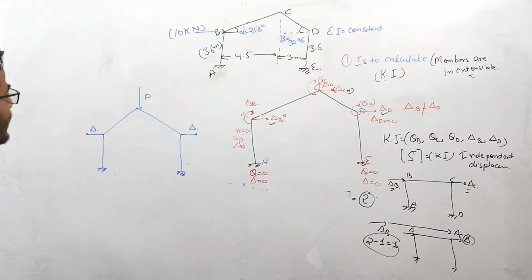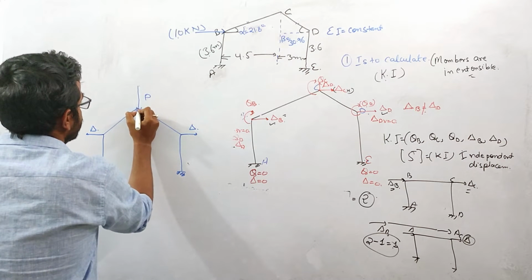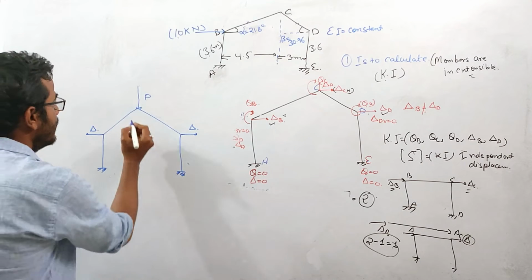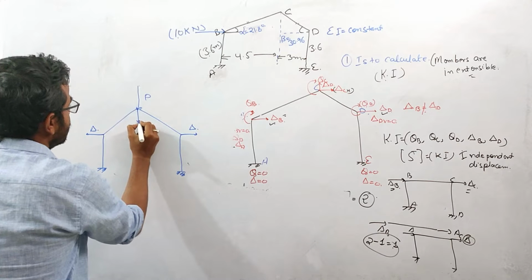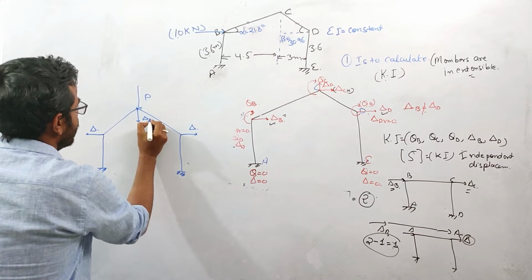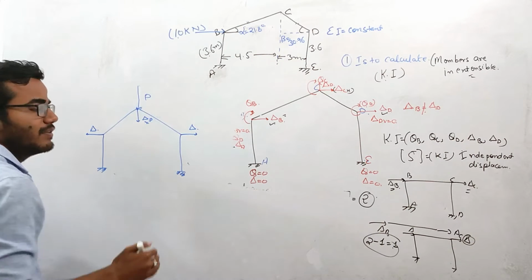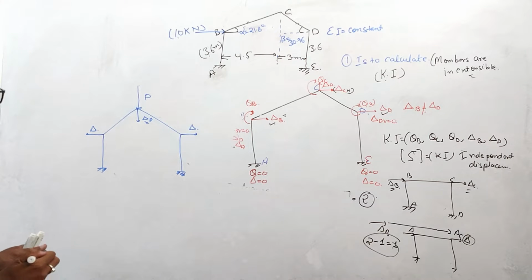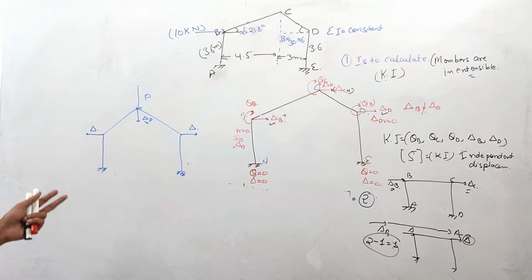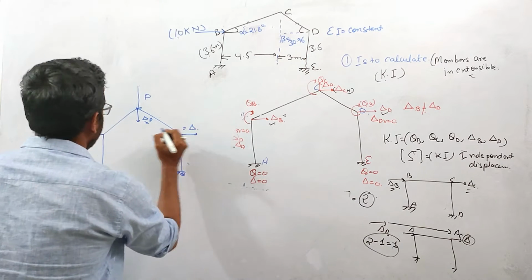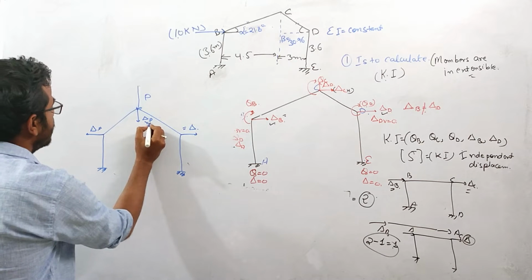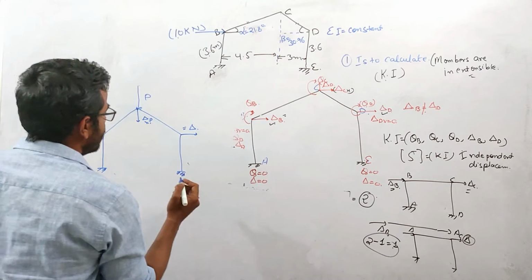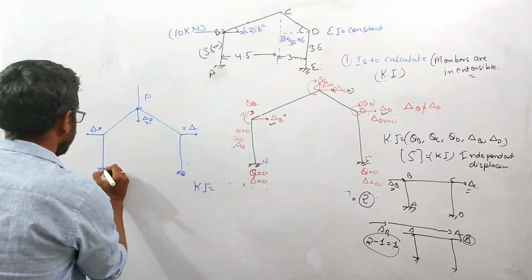And this portion cannot move to this side or this side, because the response should be symmetrical. So this point will have displacement in this direction, let us suppose delta P vertical. It cannot move in the horizontal direction because the response should be symmetrical, right? So here you can see that these two displacements are basically equal, and this delta P I can write in terms of this delta. So if someone asks what is the kinematic indeterminacy of this frame, it is basically this delta.